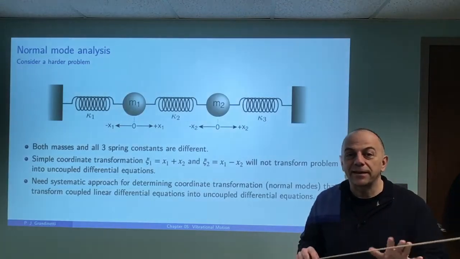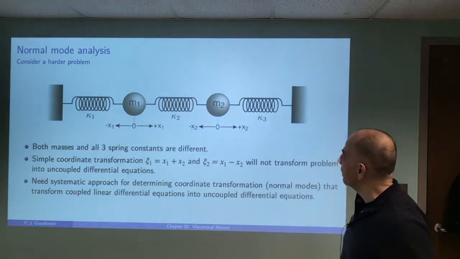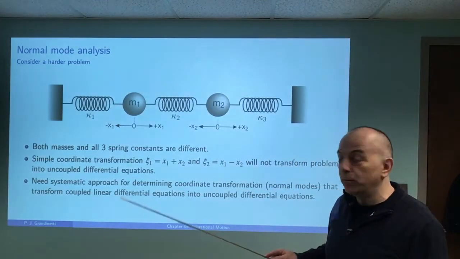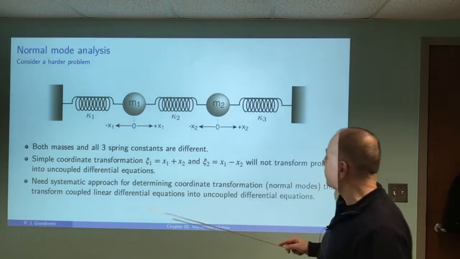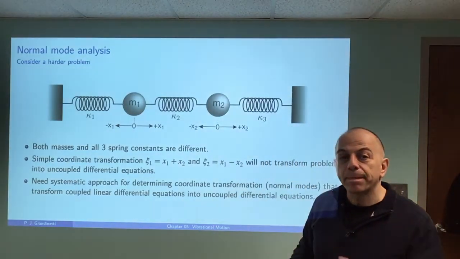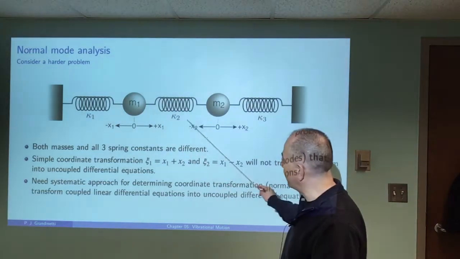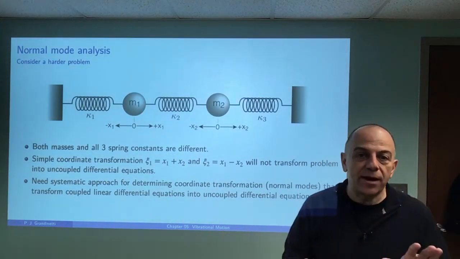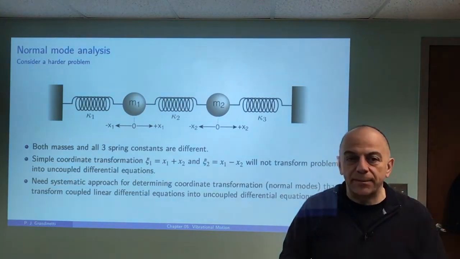Okay, let's make the previous problem a little bit harder. What I'm going to do is take the two masses and make them unequal. So we'll have mass 1 and mass 2. I'm also going to take the three springs and give them all different force constants, kappa 1, kappa 2, kappa 3.